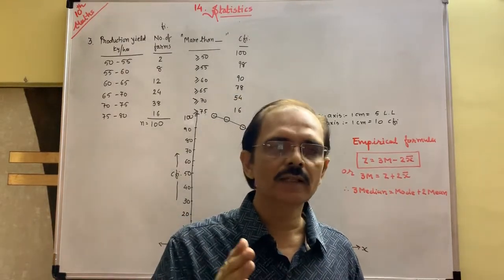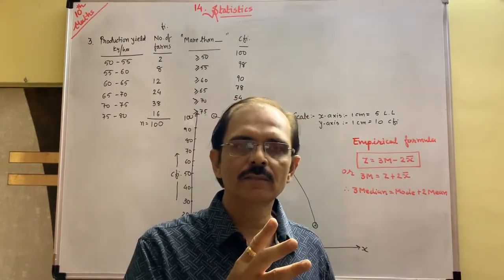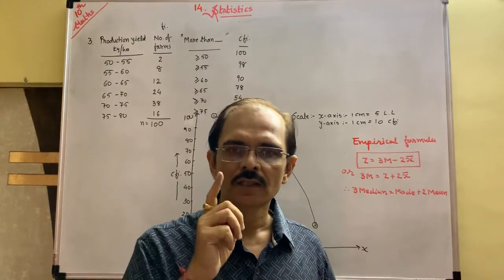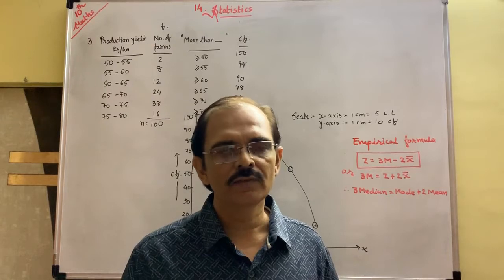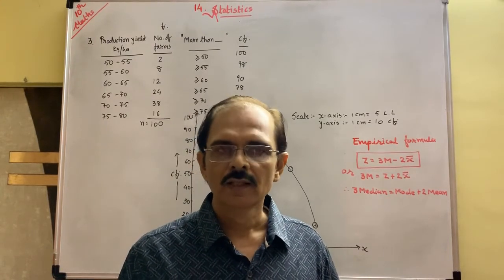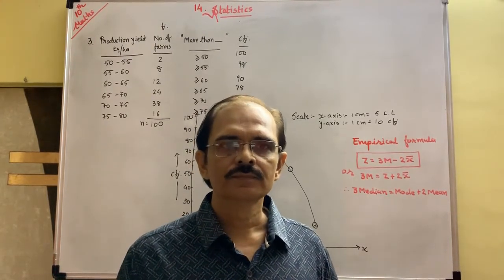So mean, median and mode, these three measures of central tendency, all these three are important in their different ways, in different studies. Okay, that's it for this chapter.